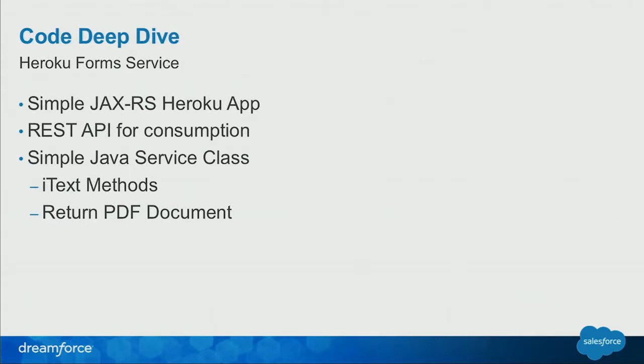So now we're going to do a code deep dive. And the first piece we're going to look at on that diagram is the Heroku dyno. And we're going to take a look at the form service Java class that sits behind the REST API. So again, it's a simple REST API for consumption. We wanted to use REST API because it's lightweight. And we wanted to make sure that not only our Salesforce tier could use it, but also our other applications that are legacy applications.